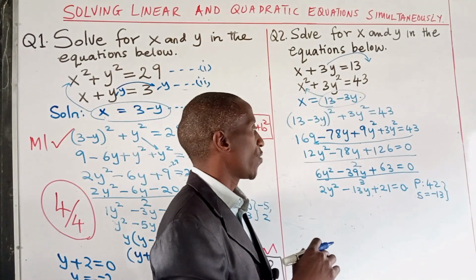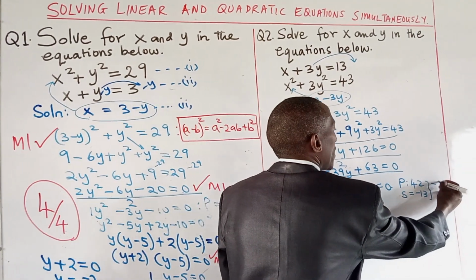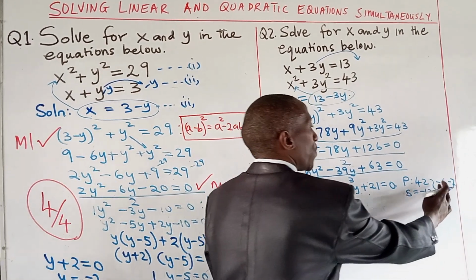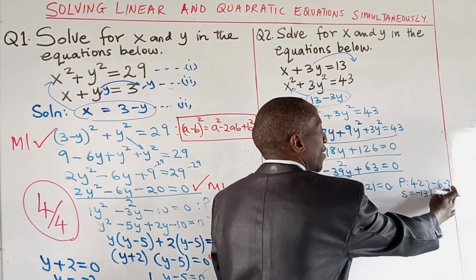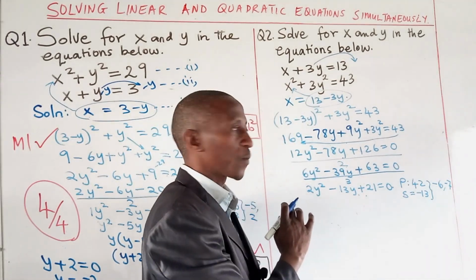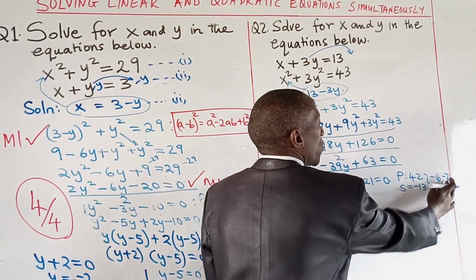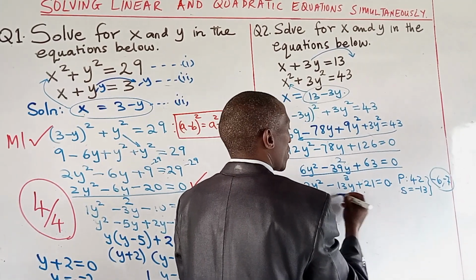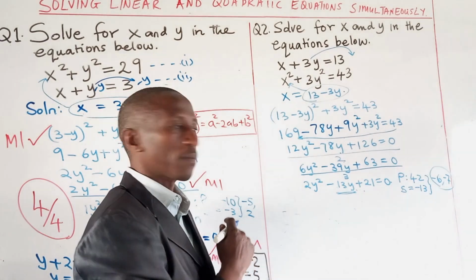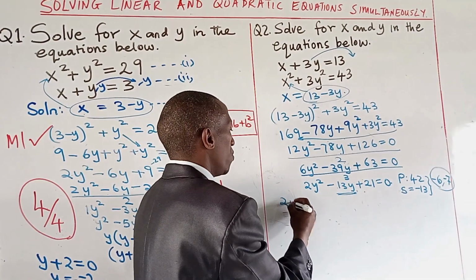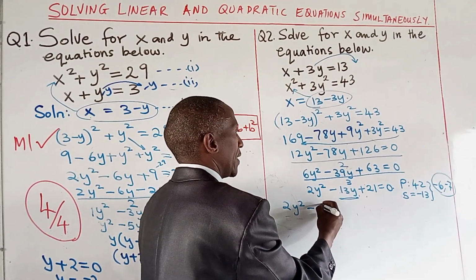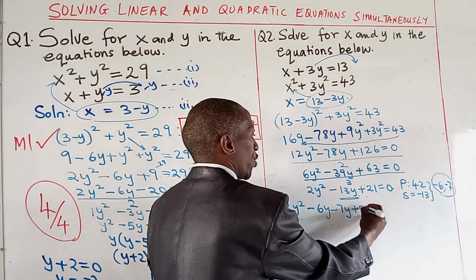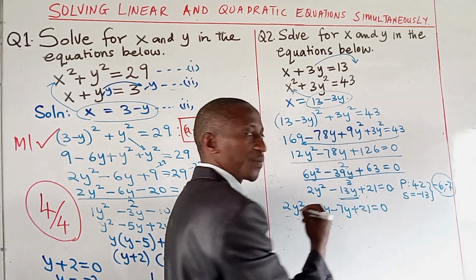I want to believe that you have gotten negative 6 and negative 7. Look at it. When you multiply the two, negative 6 and negative 7 is positive 42. When you add the two, you get negative 13. So it is these two numbers that we are going to substitute at that point. And what do we get? We get 2y squared minus 6y minus 7y plus 21 is equal to 0.